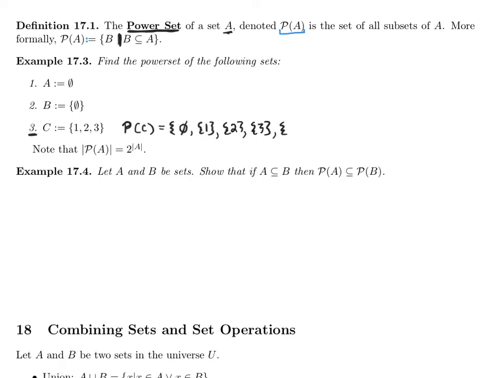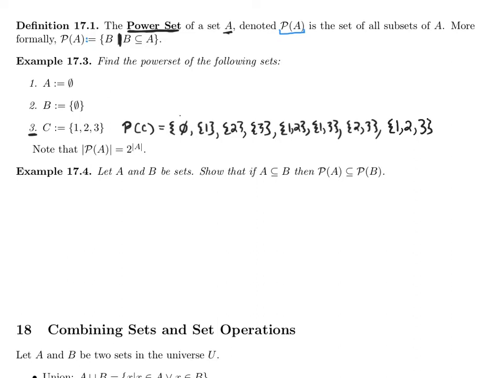Then we have the 2 element subsets. So we have {1, 2}. We have {1, 3}. And we have {2, 3}. And we have the 3 element subsets. Well, there's only one subset, and it is everything. So it is {1, 2, 3}.